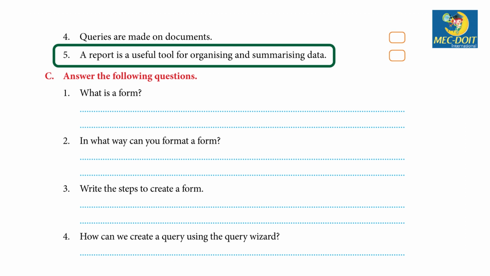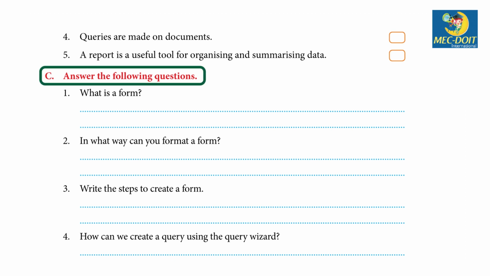5. A report is a useful tool for organizing and summarizing data. Answer: true. C. Answer the following questions. 1. What is a form? Answer: a form is a device for gathering data in a sequential style. Frequently, whoever creates the form has all the necessary fields for the required data.